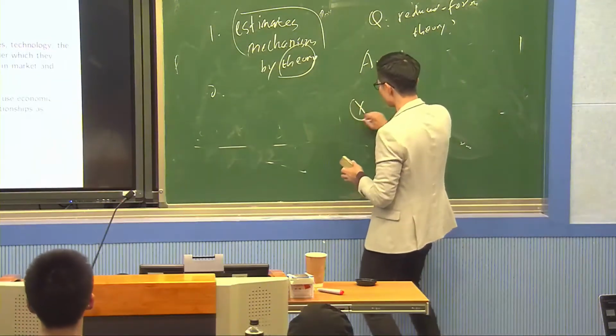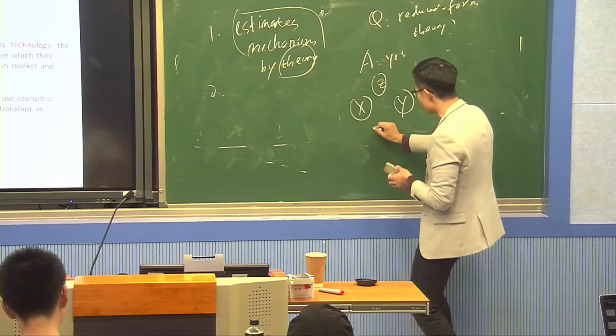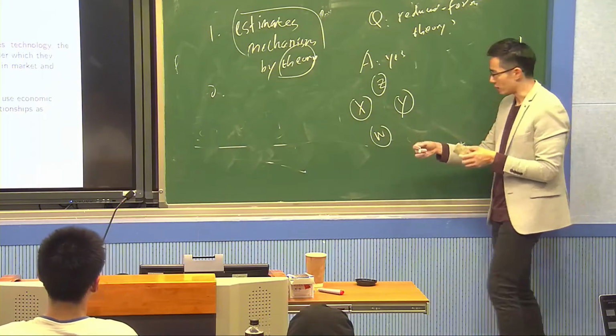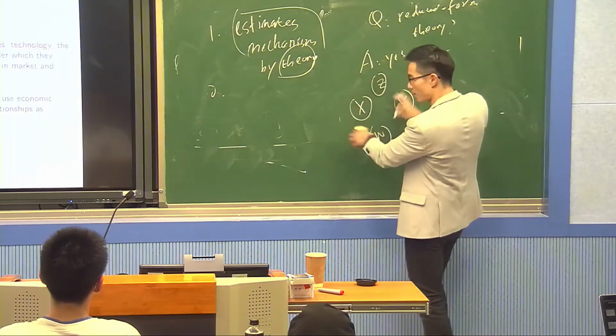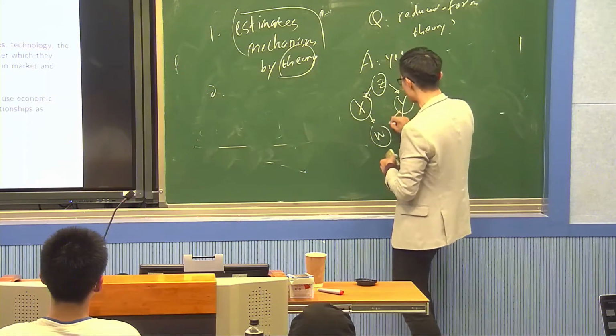Suppose I have a variable x, I have a variable y, and maybe there's some kind of z, and maybe there's some kind of w, right? There is some causal relation between them. The mechanism that binds them together is maybe z goes to x, z goes to y, x goes to w, y goes to w. Okay?